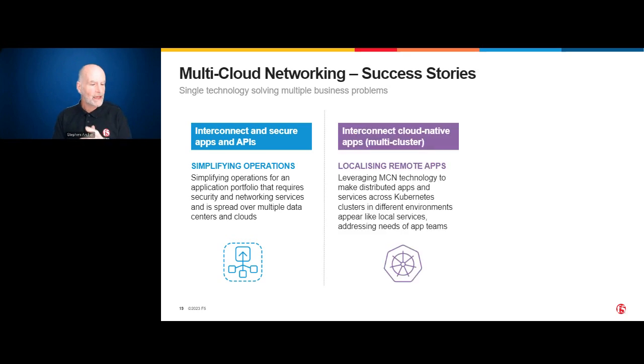The second example was a similar solution, but connecting specifically edge environments and done in such a way that all of the multi-cloud networking software was deployed inside Kubernetes, so deployed as Kubernetes pods, and still being able to interconnect applications and making a MongoDB database appear as though it was local to an edge cluster.